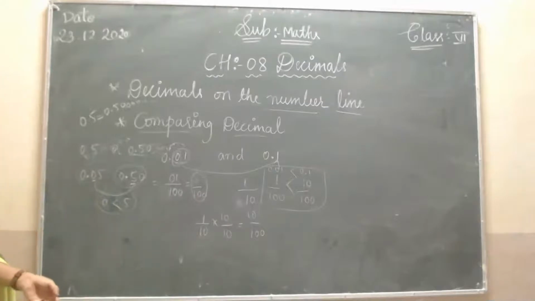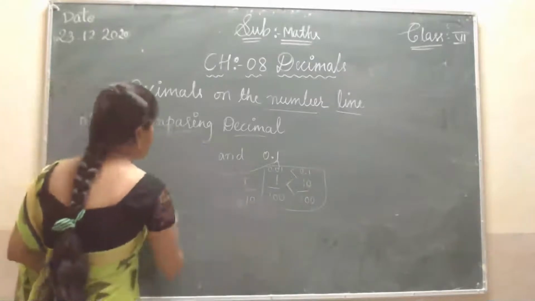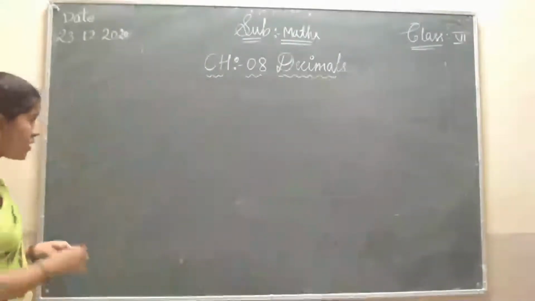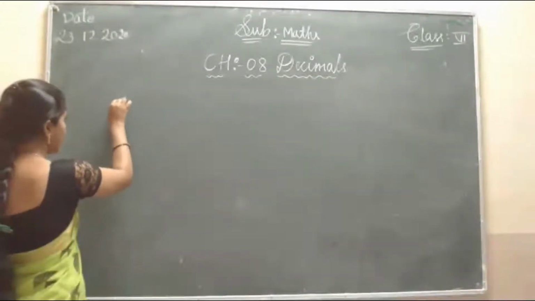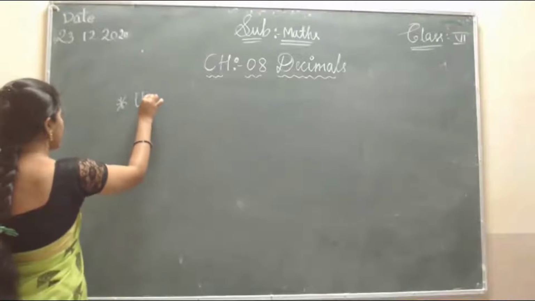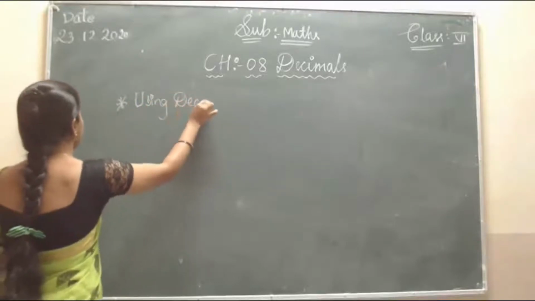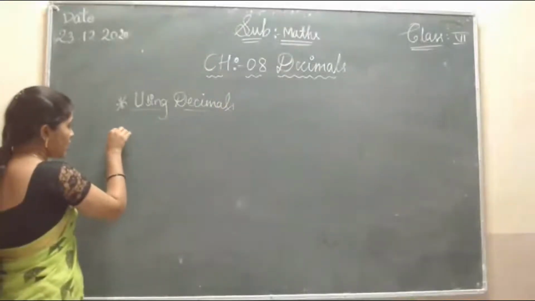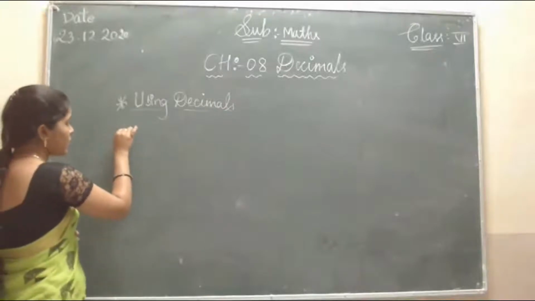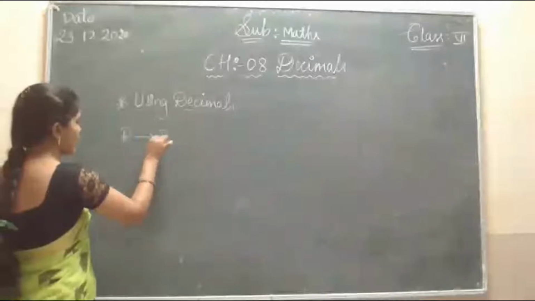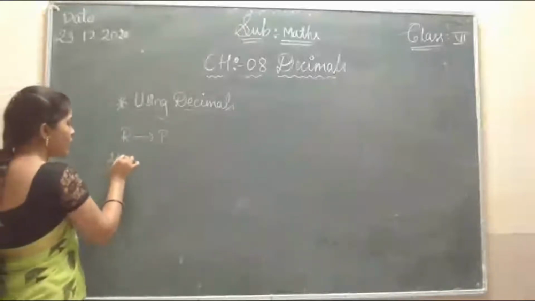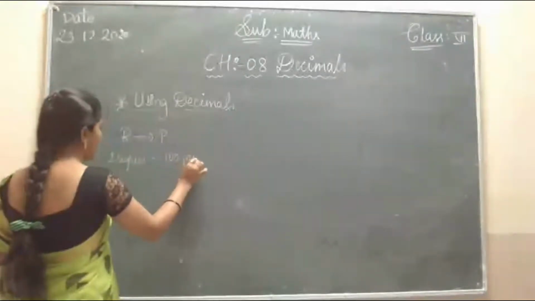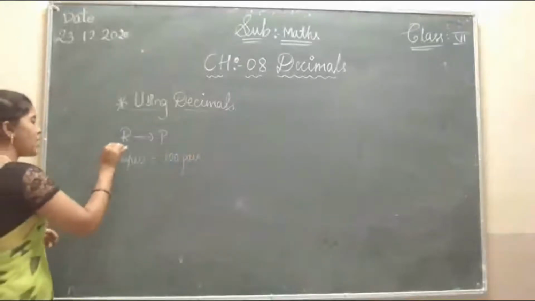Using decimals, the last topic of this introduction class: using decimals to convert rupees into paisa. The question says convert rupees to paisa. We know that 1 rupee is equal to 100 paisa. We are converting rupees to paisa.